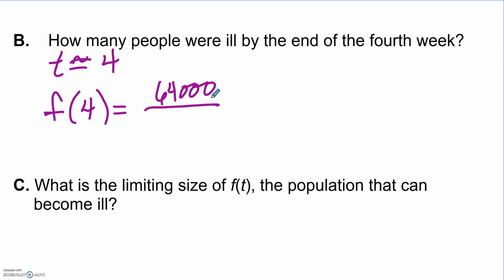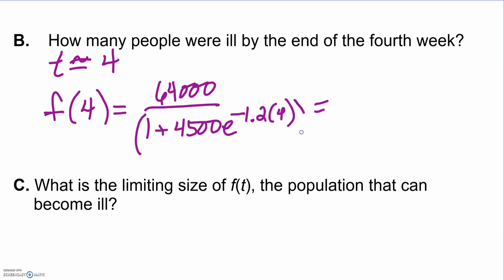Again, that's just a little calculator problem. If you put that into your calculator, if you have an old operating system, be very sure that you put all of this in parentheses. So you're going to have 64,000 divided by this entire quantity here. And that turns out to be about 1,682 people.